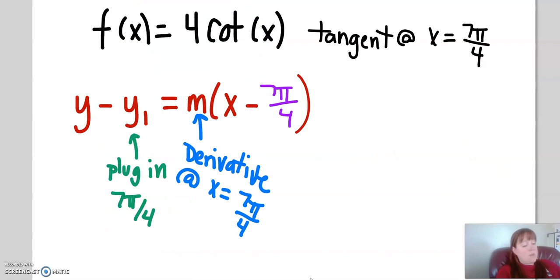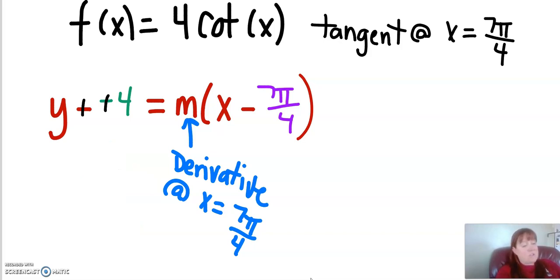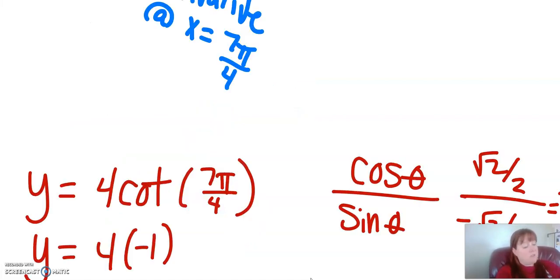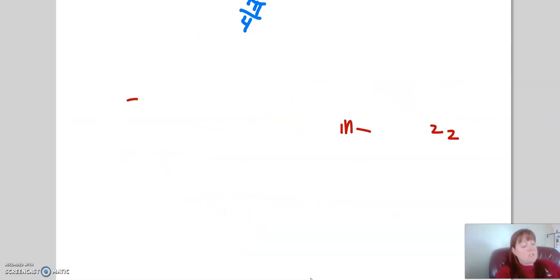So I can replace my y1 with negative 4. If I put in negative 4, it's going to be y plus 4, right? So we've got both of those done. Now all we have to do is find the slope of this line, and to find the slope, we find the derivative. What is the derivative of 4 cotangent of x? Y equals 4 cotangent x.